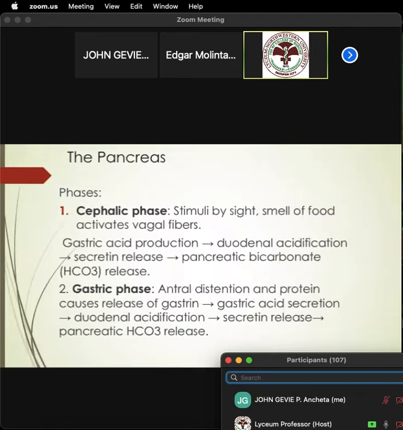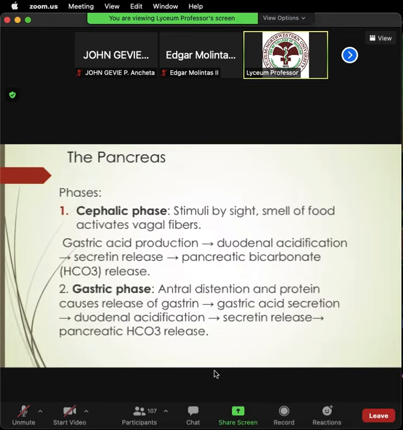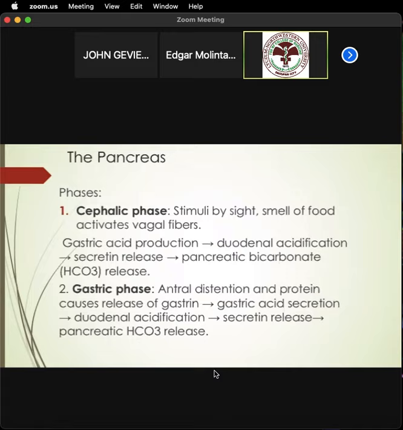So let's talk about the different phases where your pancreas is stimulated. First, the cephalic phase. The stimulus here is the sight and smell of food, which activates vagal fibers. So just by the sight and smell alone of food, there's already activation or release of secretin.